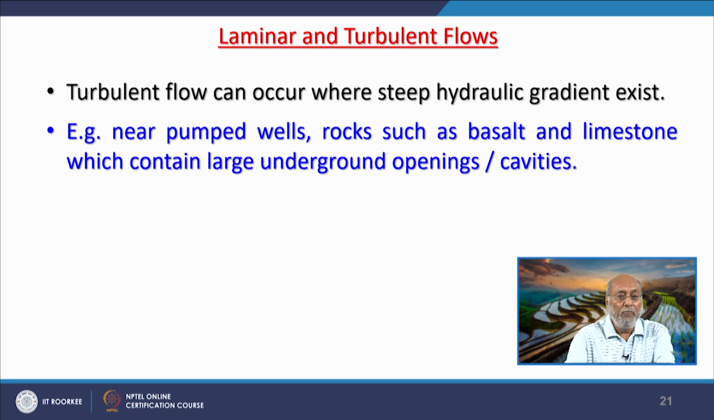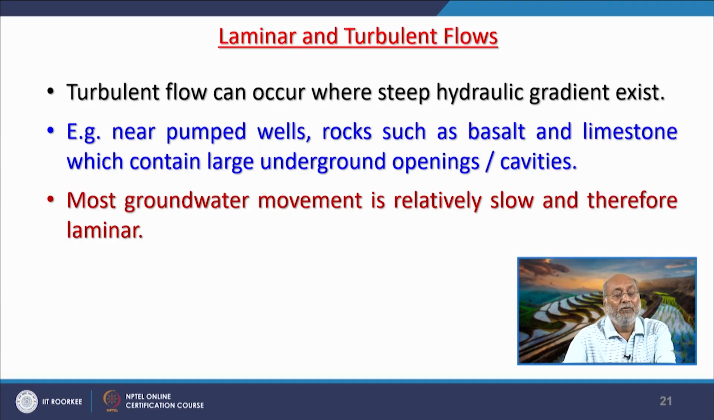Near pump wells, this example I was giving, rocks like igneous rock such as basalt or sedimentary rock like limestone contain large underground openings and cavities. These can create turbulences in that part. If your pump or the pipe of that pump is ending in a cavity or opening which is very large, then you may sometimes have turbulent flow. So, it is always better to maintain the Q at a minimum or optimum level.